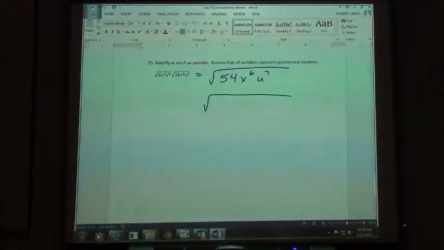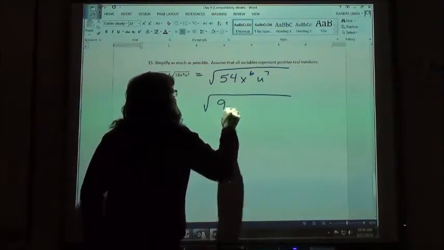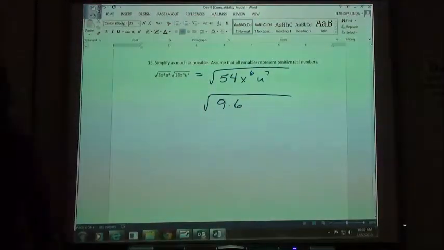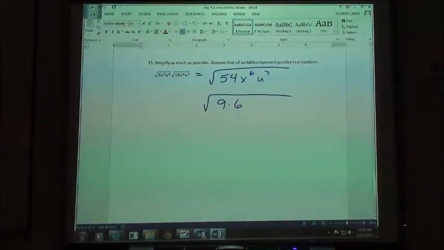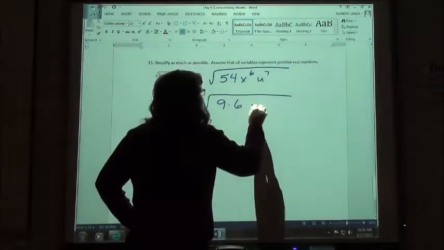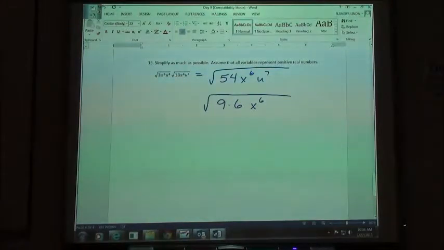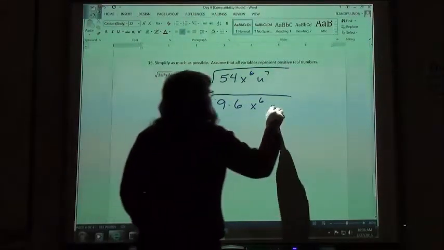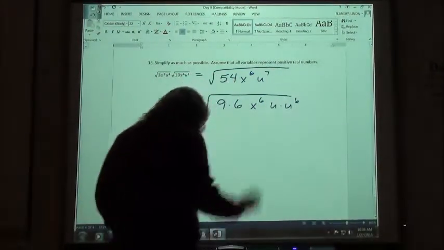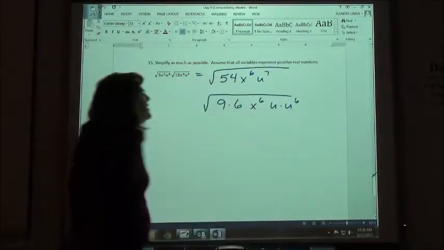What number is your perfect square that divides into 54? 9 times 6, right? 9 is a perfect square. So 9 times 6 is the pair of factors you'd want to use for 54. We have an x to the 6th. We're leaving that one alone. We have a u to the 7th, however, that we need to fix. Well, u times u to the 6th. Now we can take out our square roots.